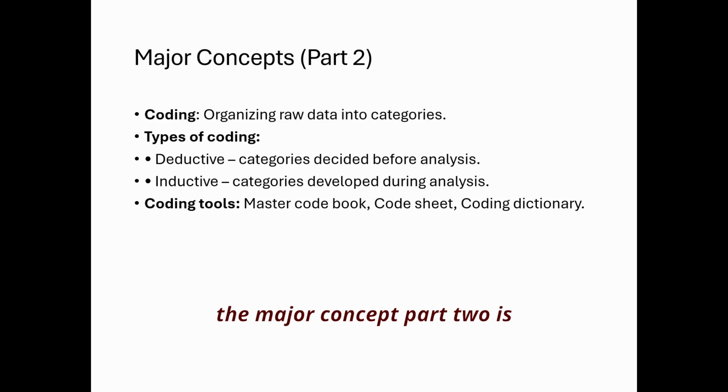And the major concept part 2 is coding. Coding basically means organizing raw data into categories. There are two types: deductive coding, inductive coding. Deductive coding is we make categories before we start analyzing. Inductive coding is categories emerge while we are analyzing the materials. To keep coding organized, we use tools like the master codebook, code sheet, and coding dictionary.